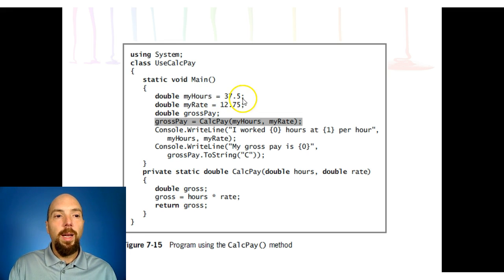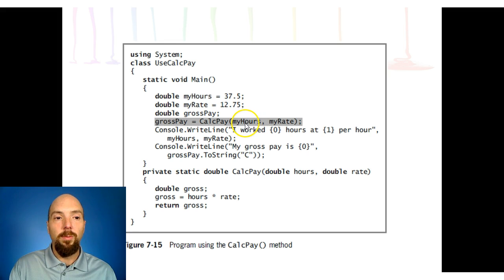All right, so my hours is 37.5, so that goes here. My rate is 12.75, and that goes there. And then gross pay is a variable that we're going to use to get some value back out of the method. So we're going to call calcPay. We're going to pass two arguments. We're going to pass 37.5, which will go into hours. We will pass 12.75, which will go into rate. And the only reason I know that's the way it's going to be is these are going to match the same order.